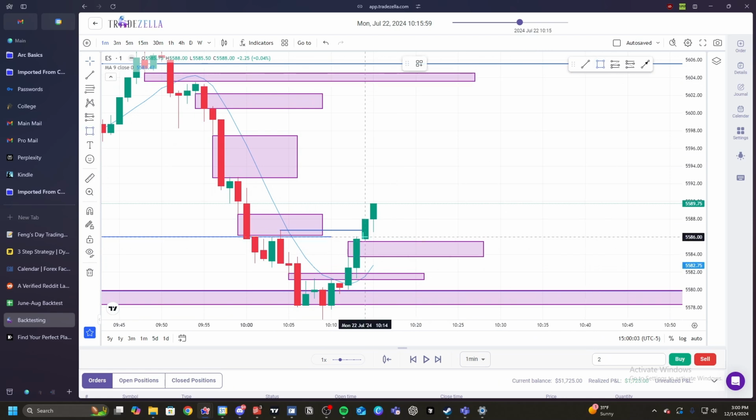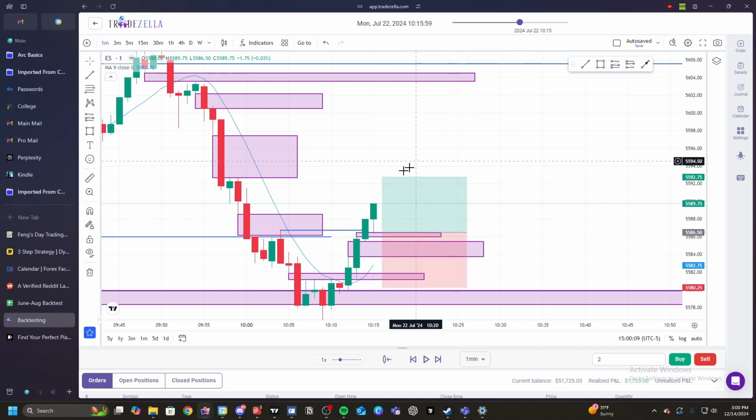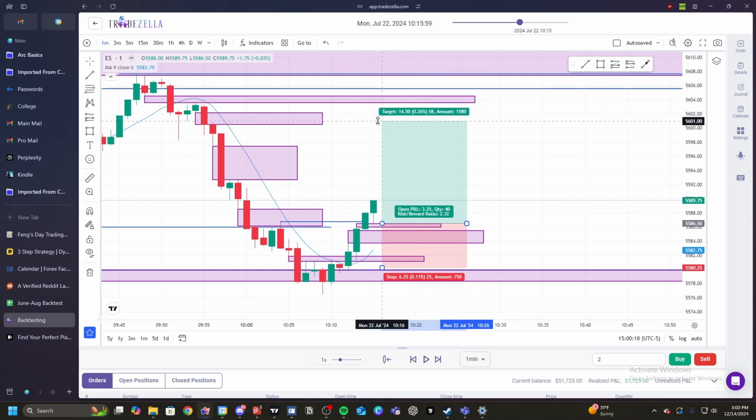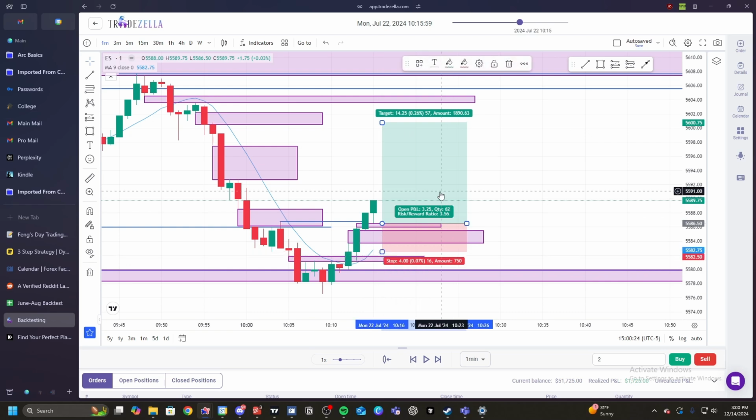So we have this 1 minute bullish FVG and this one. So let's see if we can get an entry off of one of these. Target that high. 18. Oh, that's kind of a lot. I'll go for this 1 minute bearish that hasn't been touched. So I'll be like 14 points. Try something like this.